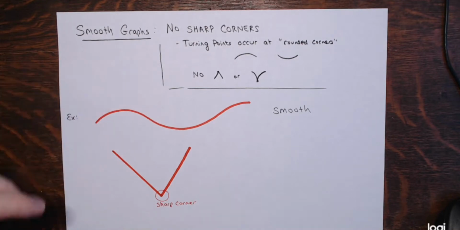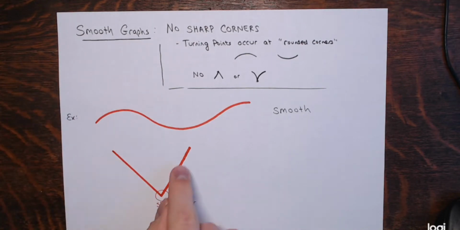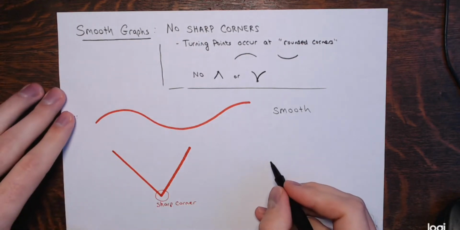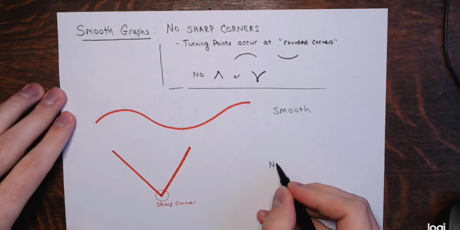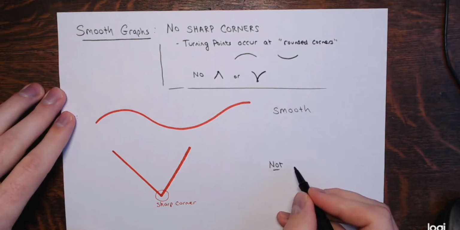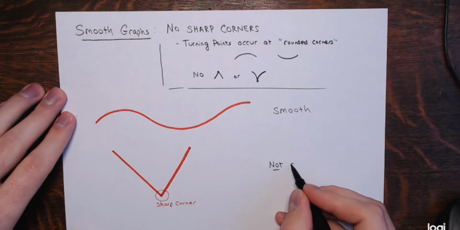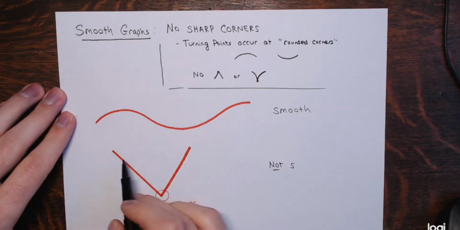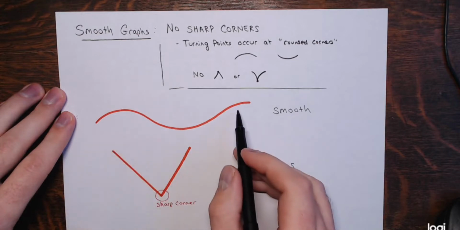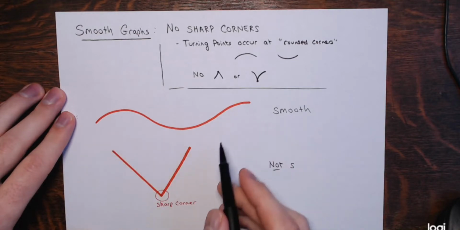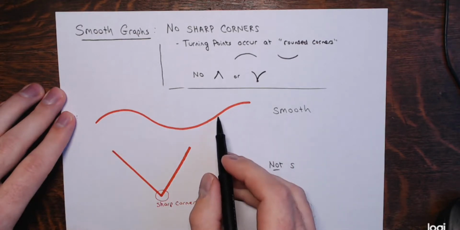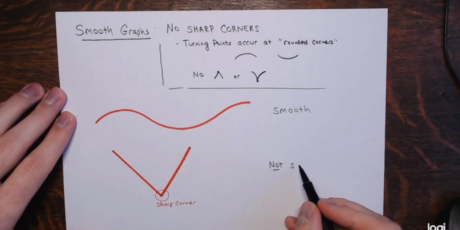So a graph like this, even though it's continuous, it's not smooth. So being continuous doesn't mean that you're smooth. Both of these curves are continuous. I drew them without lifting my pencil. There's no breaks or holes in them. But one is smooth and one is not. One has sharp corners, not smooth.